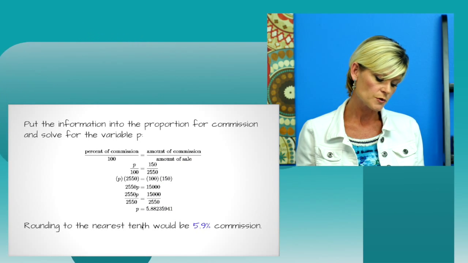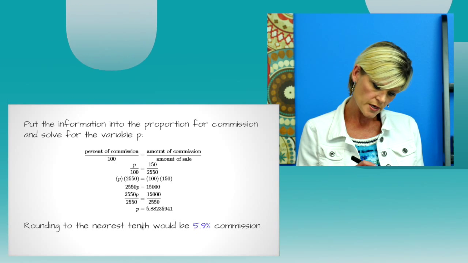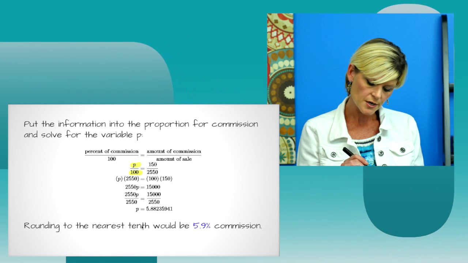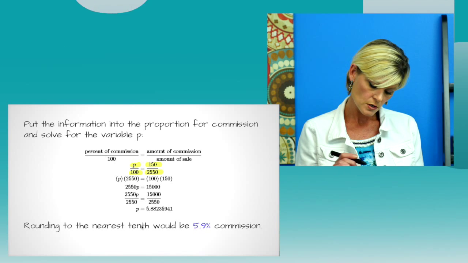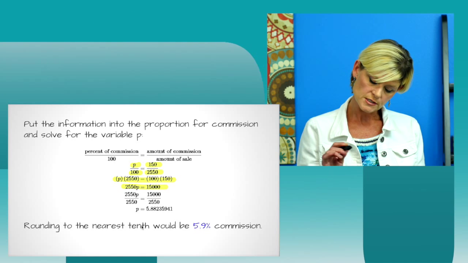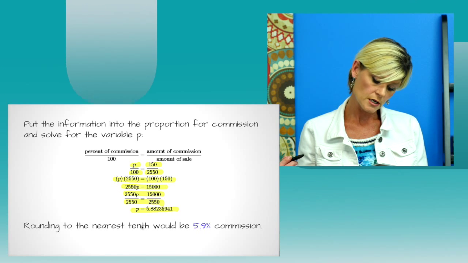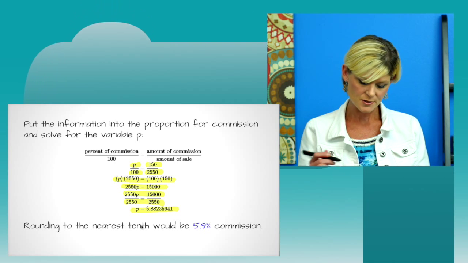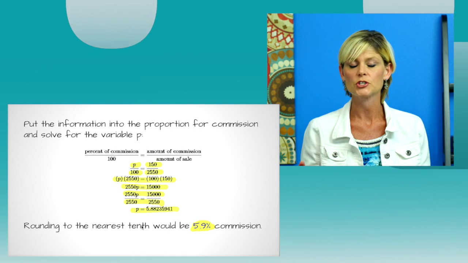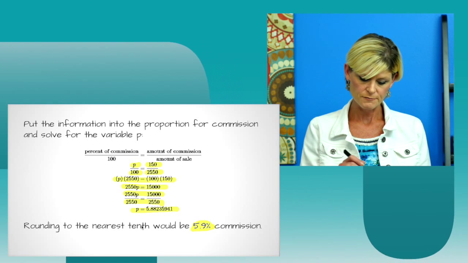All right, so then all we have to do is put the information into our proportion for the commission and solve for the variable P. So we have P over 100, because we don't know what that percentage is, equals 150 over 2,550. Cross multiply, and we come up with 2,550P equals 15,000. Divide both sides by 2,550, and P equals 5.88235941, so we're going to round. Rounding to the nearest tenth would tell us that that is a 5.9% commission. So $150 is 5.9% of the $2,550.